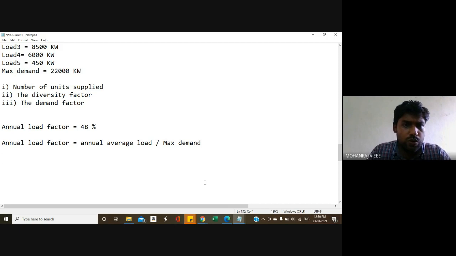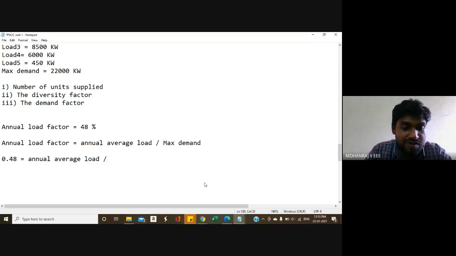We know the annual load factor is 0.48. It is given in the question as 48%, and 48% is converted to 0.48 by dividing by 100. So 0.48 is equal to annual average load divided by maximum demand.